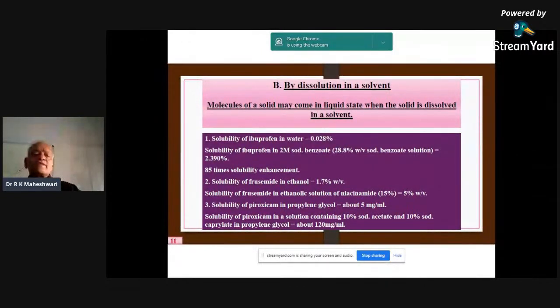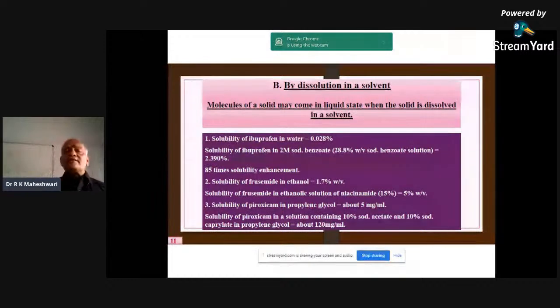But if we prepare a 2 molar sodium benzoate solution, means 28.8% weight by volume, in this solution of sodium benzoate, which is known as a hydrotropic solution, the solubility is 2.390%, which is about 85 times. If you divide 2.39 by 0.028, it is about 85. So there is 85 times solubility enhancement in this solution of sodium benzoate.